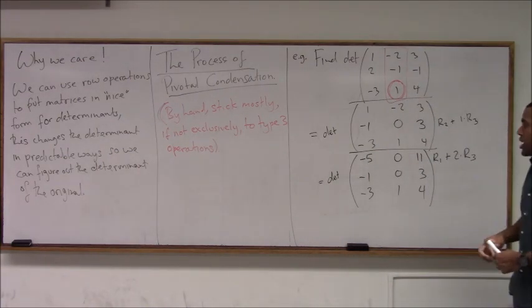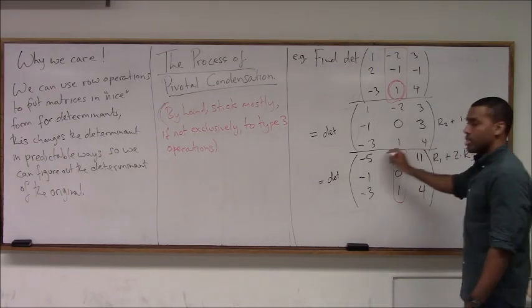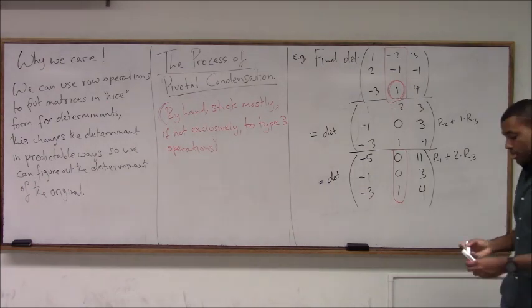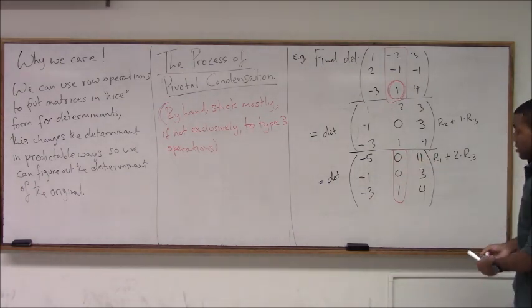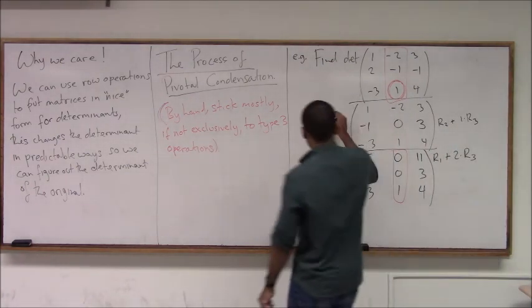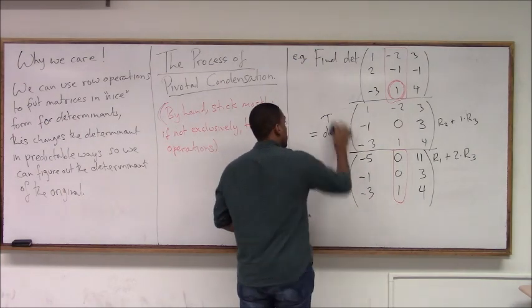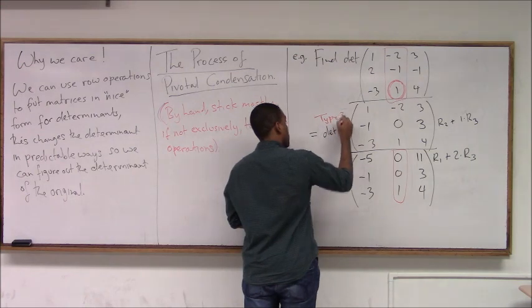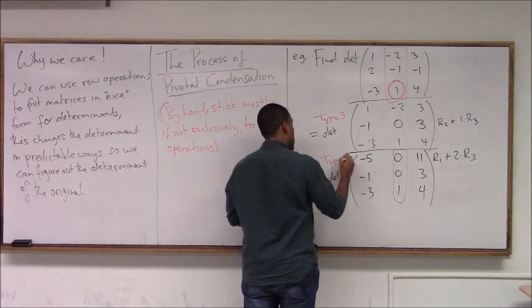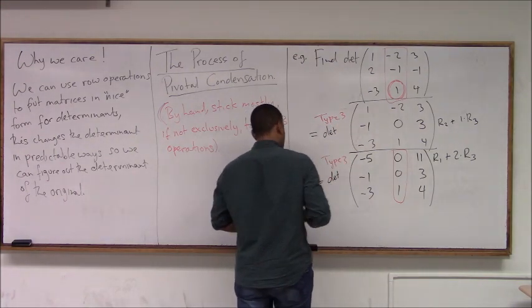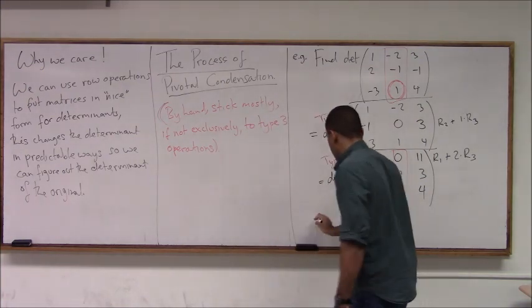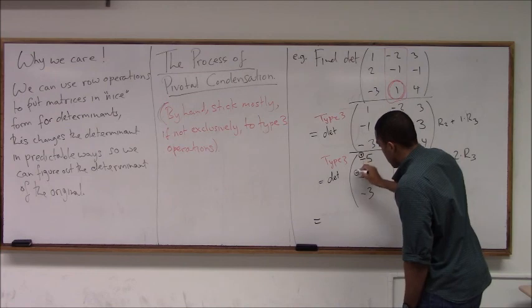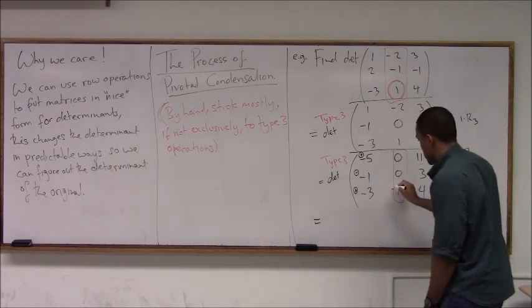So now I've created zeros where there was none, right? And in terms of determinants, I did not change the answer, because I did type 3s. So this is a type 3 operation that I did here. So now I can actually expand along this guy. And so I'm going to do that plus, minus, plus, minus.